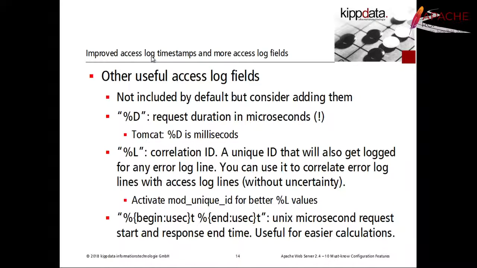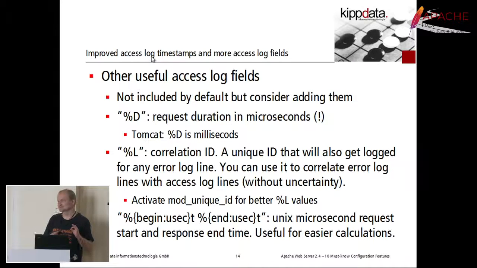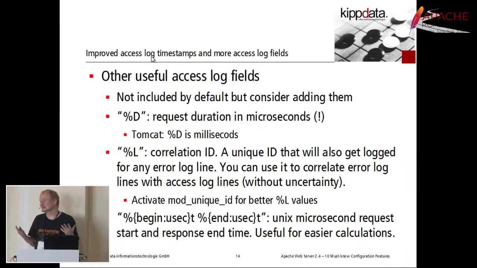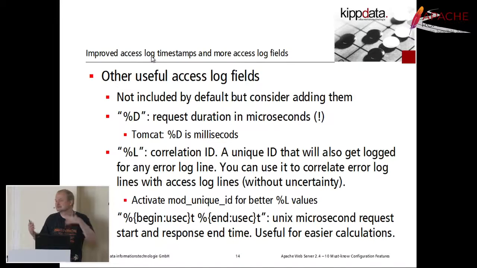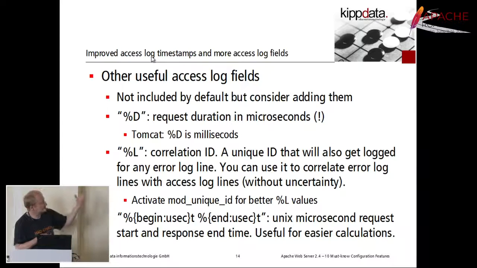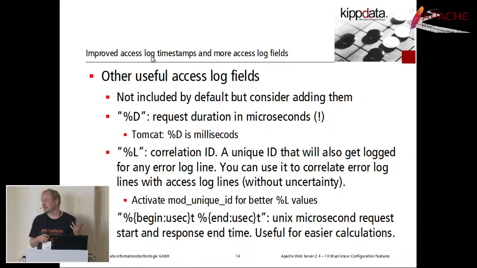So, more about access log. Not included by default, but I would very much urge you to add it, is %D. That's the request duration in microseconds. And it's not expensive. You should always add it. Once you run into problems, it's so important to understand what takes long. Which type of request is it? Is it a specific IP, specific user agent, specific URIs? So please add %D to your access log lines. That's very important.